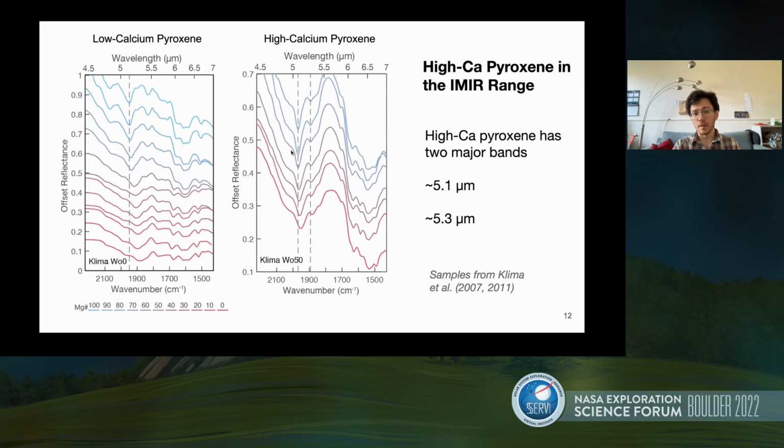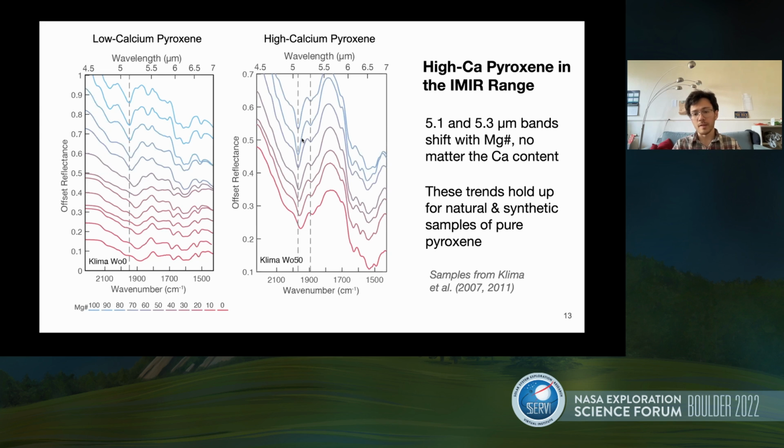These spectra are synthetic high calcium pyroxenes, wollastonite at 50. They have bands at 5.1 and 5.3 microns, and these also shift to longer wavelengths. When we look at high calcium pyroxenes with a variable calcium content, not depicted here, but in a manuscript that is forthcoming, soon to be submitted, we see that the 5.1 and 5.3 micron bands shift only with respect to Mg number, irrespective of calcium content, and that these trends hold up for natural and synthetic samples of pure pyroxene.